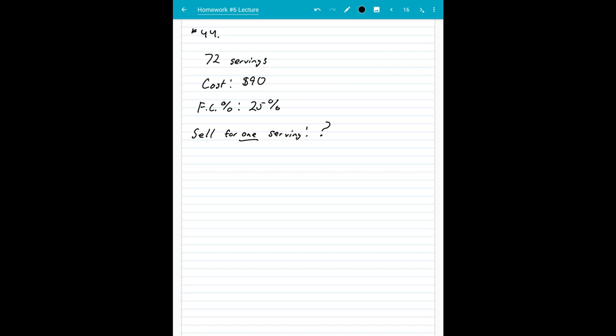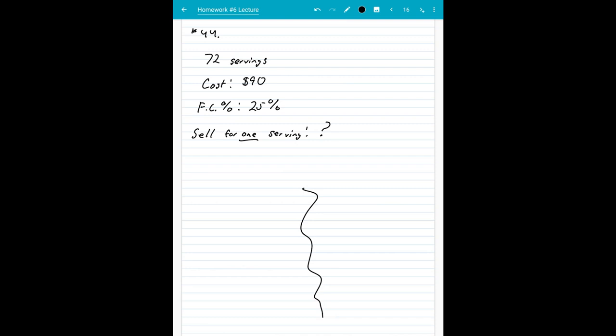So to figure this out, what we can do is calculate what we would sell the entire recipe for. Then we can divide out the servings. You can do that or divide the servings in the beginning and then find out the costs. So we'll do two separate ways to solve this. I think this way is going to be the easiest. First of all, the first way I'm going to do it.